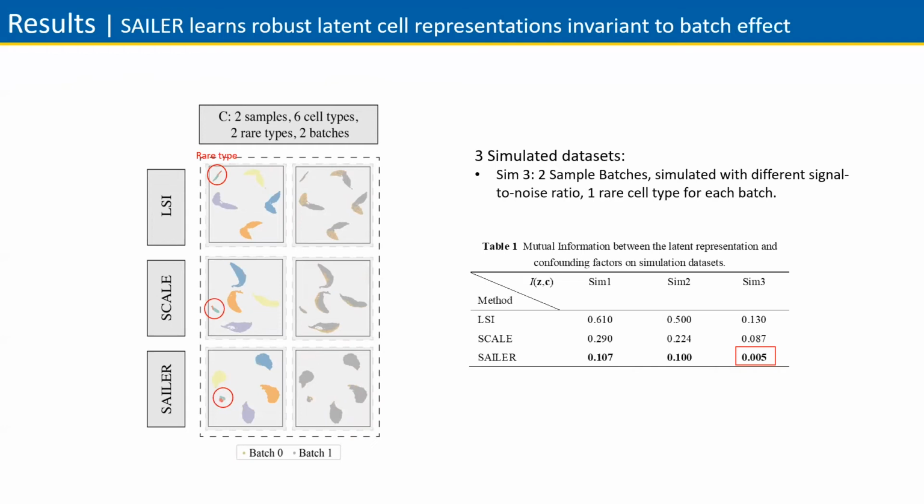For methods that are not dealing with batch effect, we can see data from different batches forming their own clusters, which is not favorable when annotating cell types for downstream analysis.